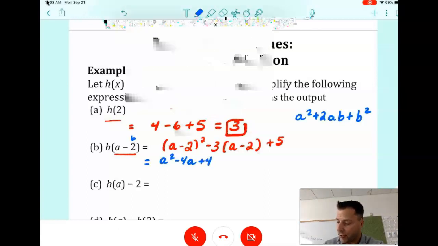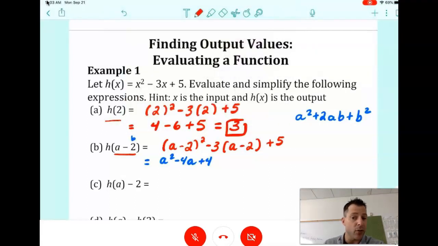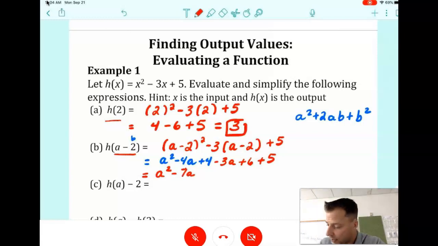And I'll change colors again here. And then 3 times the quantity a minus 2, it's negative 3, so it becomes minus 3a plus 6 plus 5. And now it's a matter of combining our like terms. There's only one a squared term. So we have a squared. Notice how we have negative 4a, negative 3a, so that's minus 7a. And then we have 3 constants, 4, 6, and 5. So 4 and 6 make 10, plus 5 is 15. So there's our answer for part B, h of a minus 2.